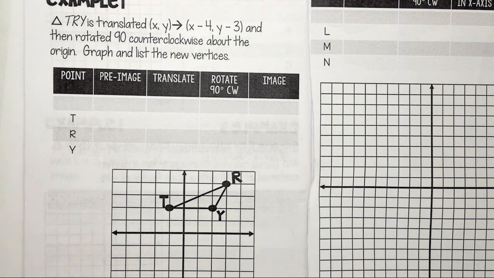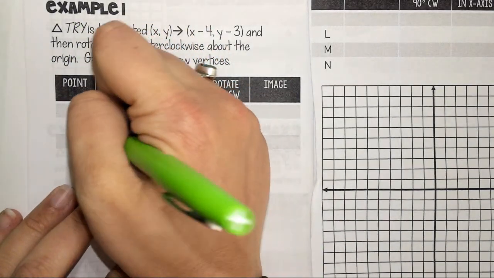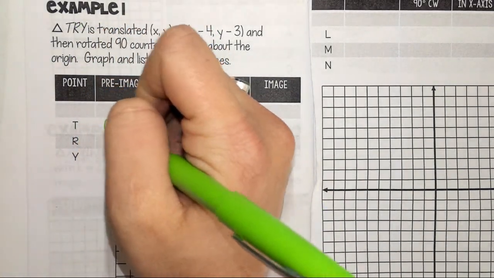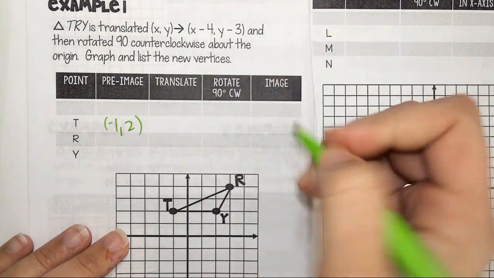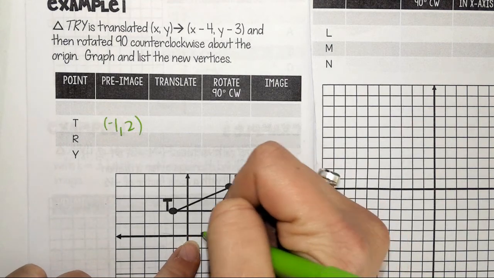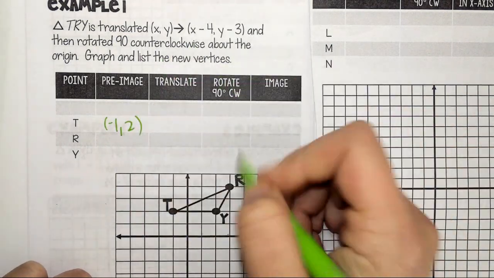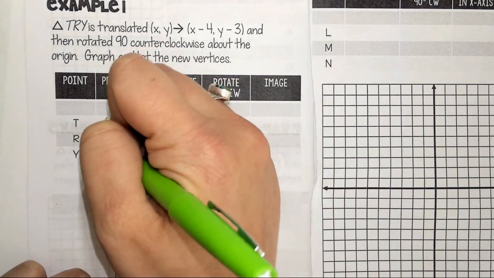T is -1, 2. All right, take a point. Who can raise their hand and tell me R? Oh, I can. It's 1, 2, 3, 4.